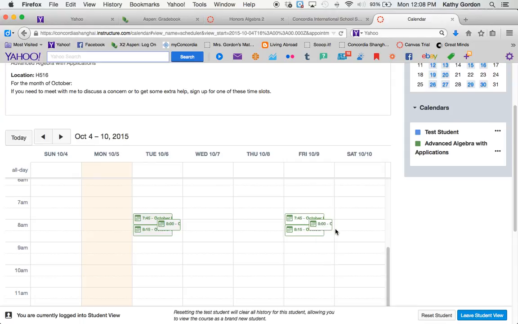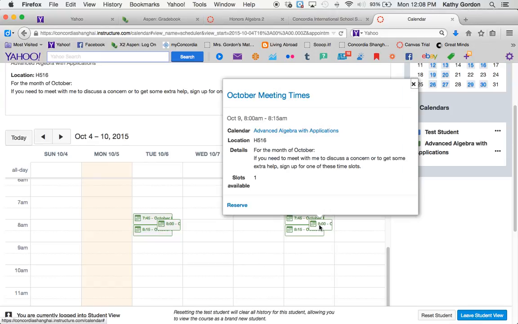And so if you click on one of these boxes that represent a meeting time, you'll get a box that looks like this. So it tells you exactly what date you're talking about, October 9th from 8 to 8:15 or whatever it is. And then down here, as long as it says slots available 1, that means it's an open time. There's 1 slot available there, 1 person can come in during that time. And to come in you just hit reserve, right?